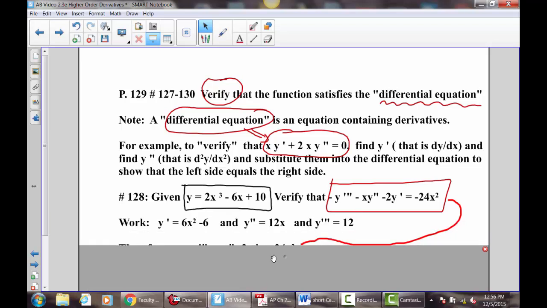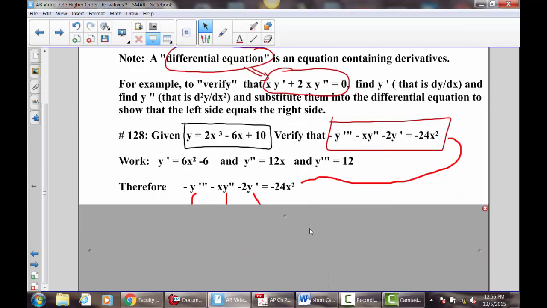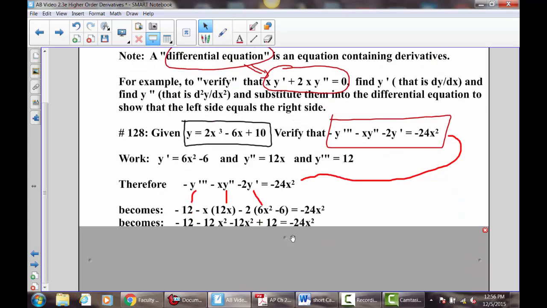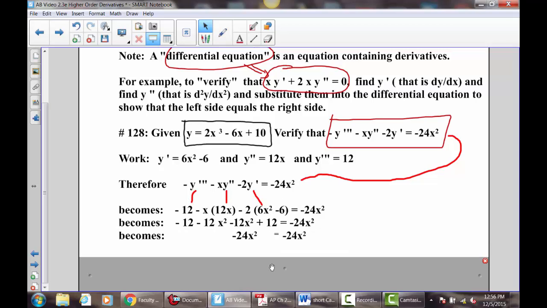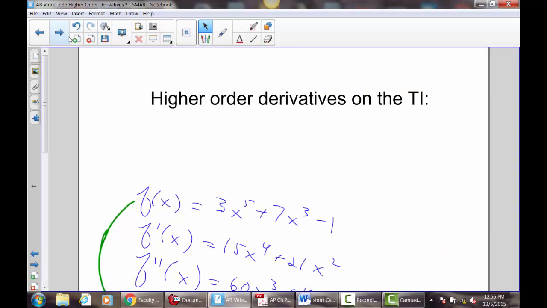So the first derivative is 6x squared minus 6. The second derivative, therefore, is 12x. And the third derivative is, therefore, 12. So I plug that in. It's just substitution. And when I finish substituting and I multiply through, get rid of the parentheses, and I simplify, surprise, surprise, same thing, both sides.